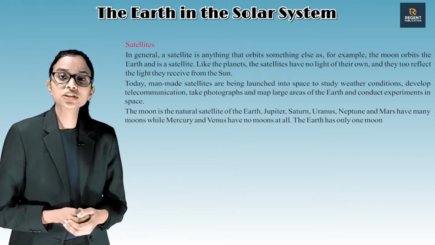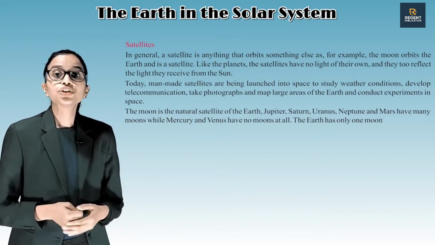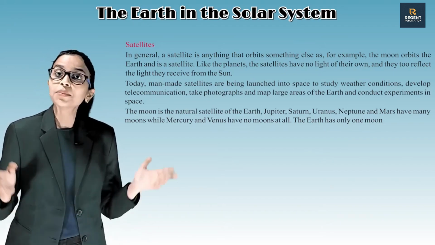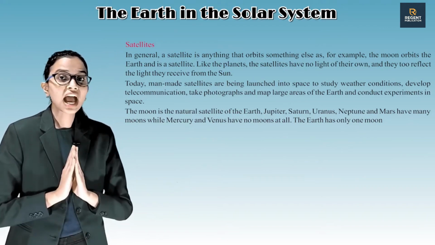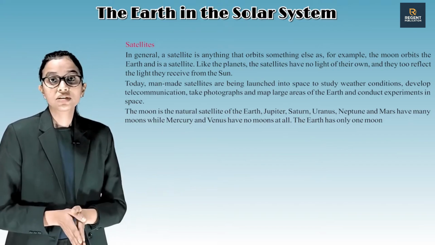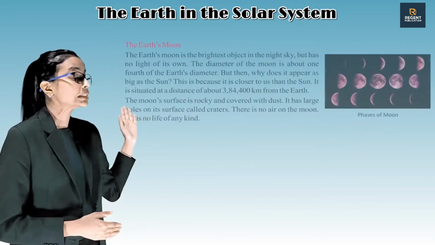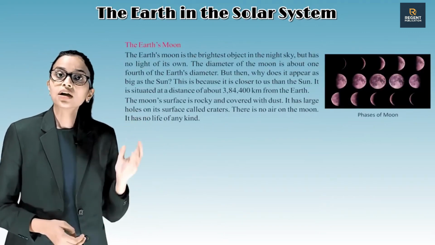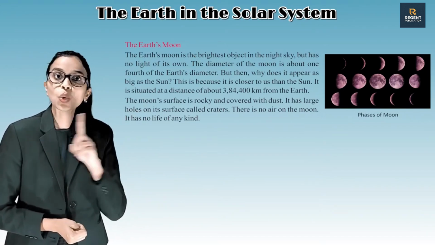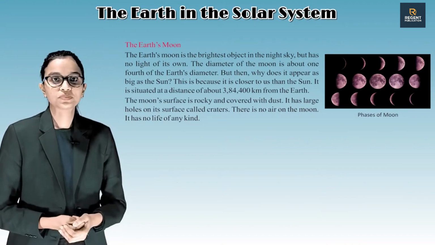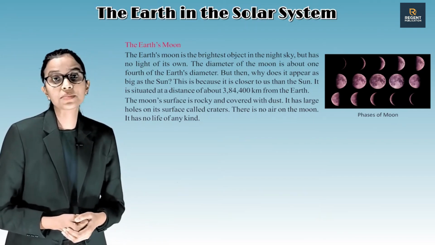The Moon is the natural satellite of the Earth. Jupiter, Saturn, Uranus, Neptune, and Mars have many moons, while Mercury and Venus have no moons at all. The Earth has only one moon, the Earth's moon. The Earth's moon is the brightest object in the night sky, but has no light of its own. The diameter of the moon is about 1/4 of the Earth's diameter.